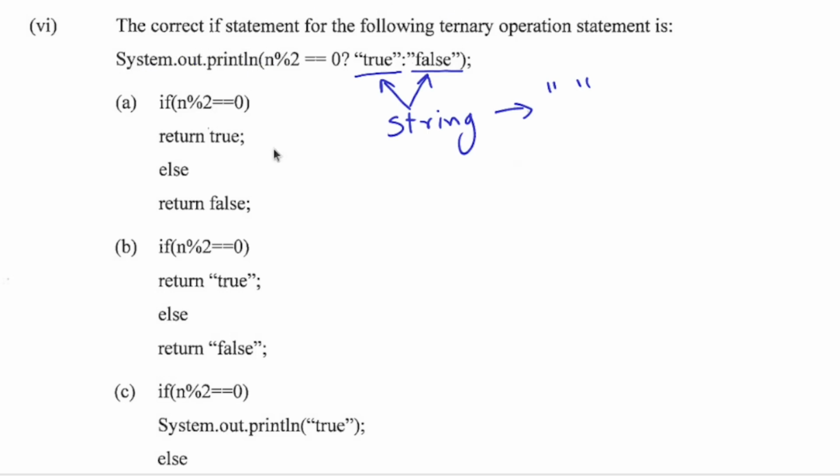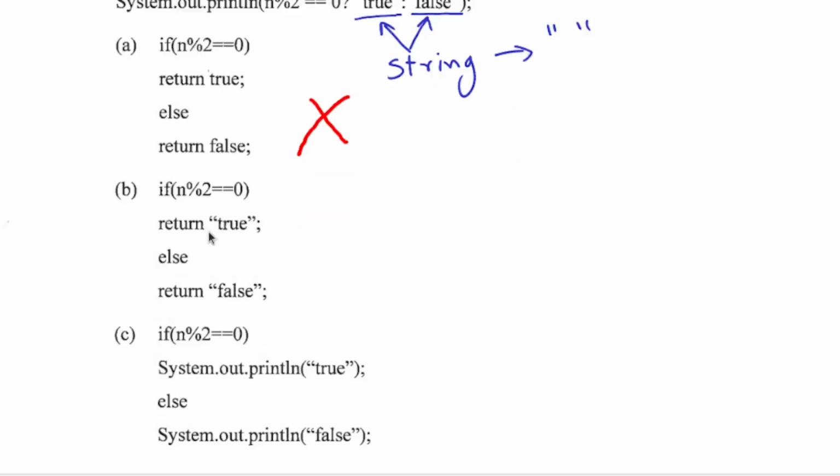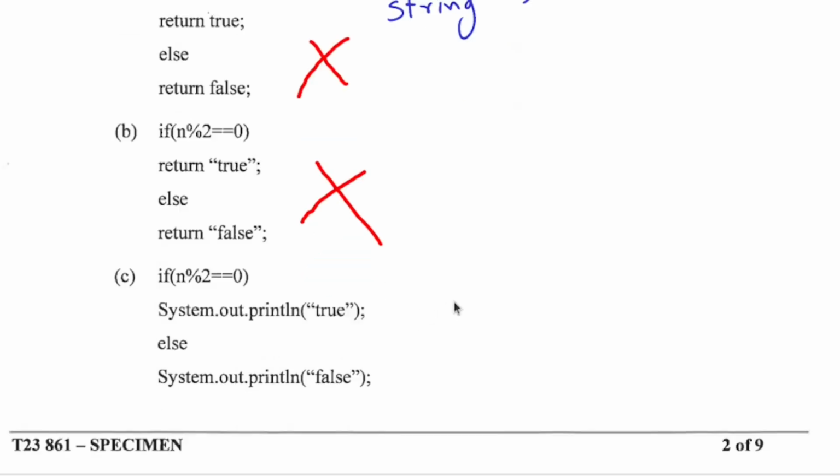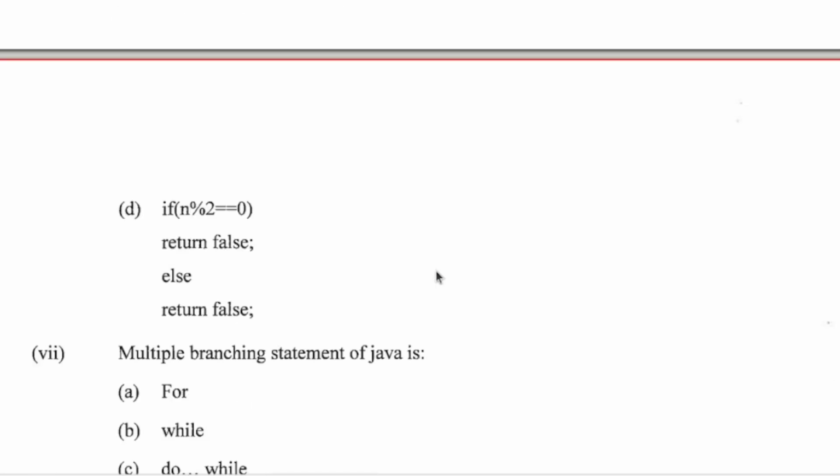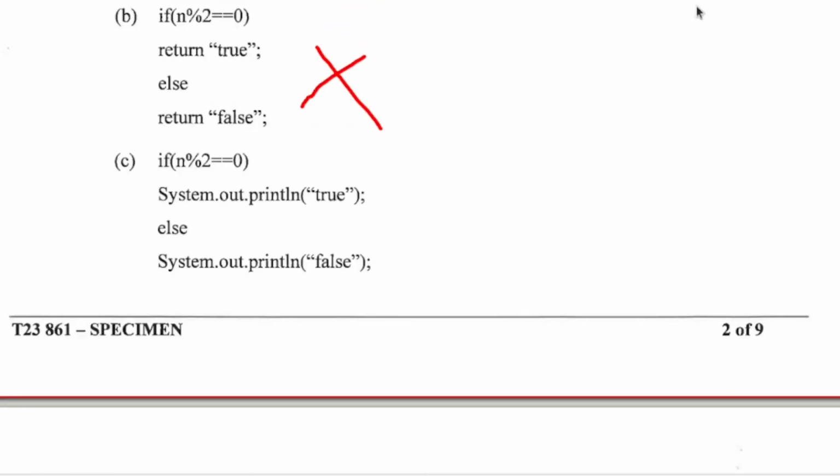Now, if you notice the options, the first option doesn't have a println, so it's outright wrong. This is not the correct answer. The second one also does not have a print statement, so this is also not going to work. The third one has the print and it is checking for n modulus 2 equal to 0, but let's take a look at the fourth one also. Fourth one doesn't have System.out.println, hence the correct answer in this case is option C.